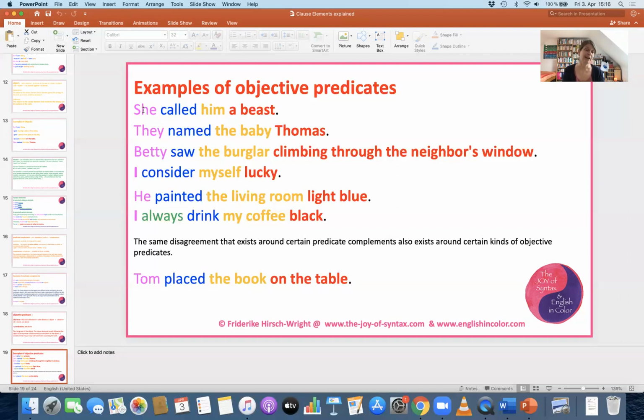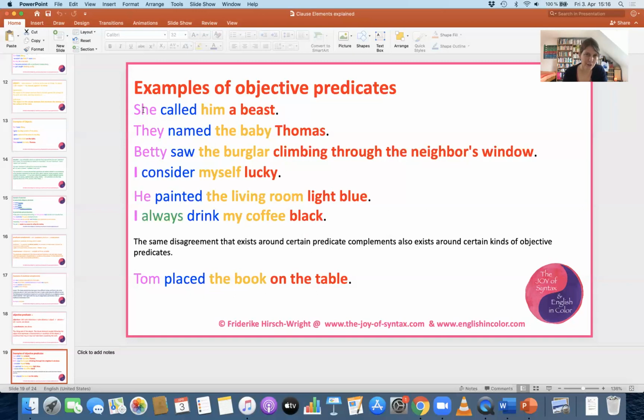I always drink my coffee black. That's just a statement. My coffee is not made black by the action of the verb, but this is an information that when I drink coffee, the coffee is always black, basically.